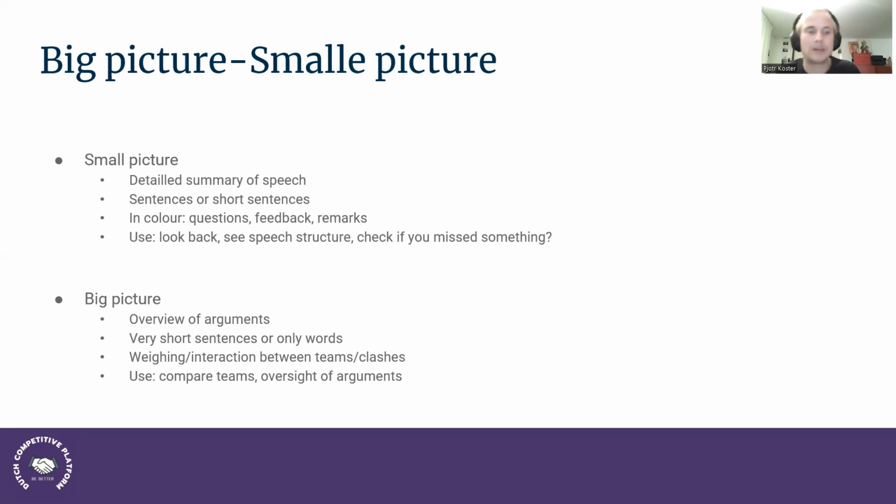Now, what is the big picture sheet? So the big picture sheet is just going to be an overview of arguments. This is oftentimes going to be in either very short sentences or even just in only words. And maybe a way to give you an example of this is, let's say you have the motion, this house would legalize all drugs. And the government talks about drugs are going to be safer because transporting them isn't illegal, so people don't make the drugs very strong because they need to hide it.